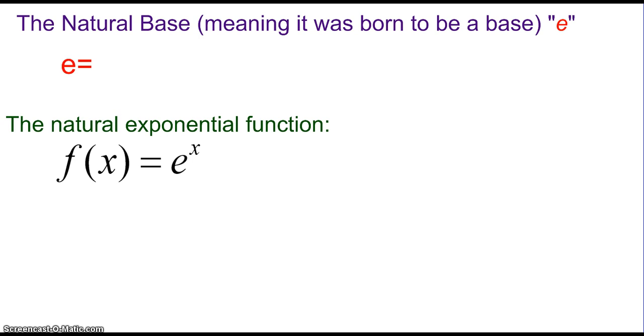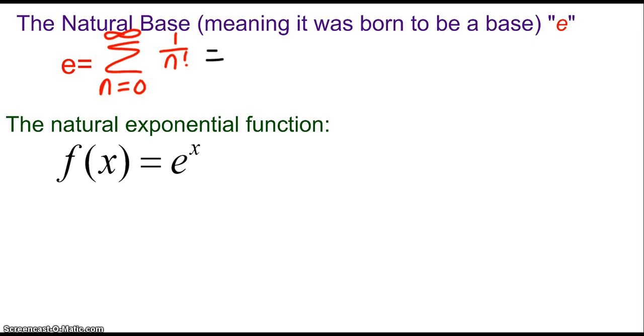Alright, next we're going to look at the natural base, which is base e. e is a number. It is an irrational number. e comes from a few different things. You do not need to memorize or know any of these, but e can be developed from the sum from n equals 0 to infinity of 1 over n factorial.